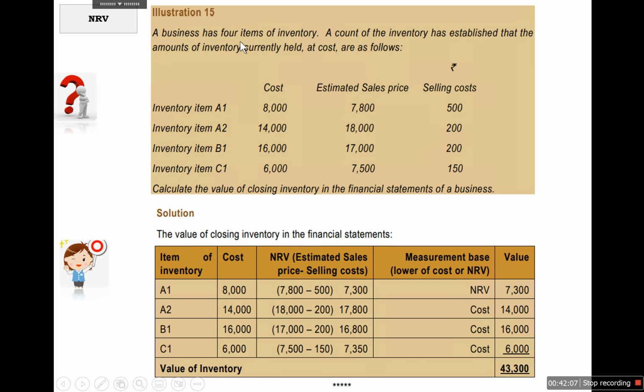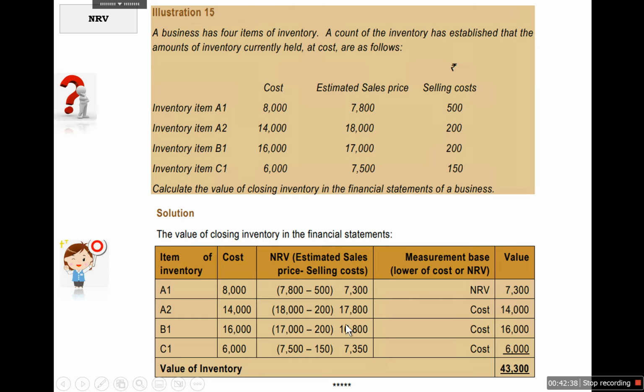Next is a business that has 4 items of inventory. A count of inventory is established, and the amount of inventory currently held at cost is as follows. Inventory item A cost is 8,000, estimated cost of completion is 700 and selling cost is 500. So NRV estimated is 7,300. So in this case, NRV is lesser than the cost. So we will book it at the lower of cost or NRV.